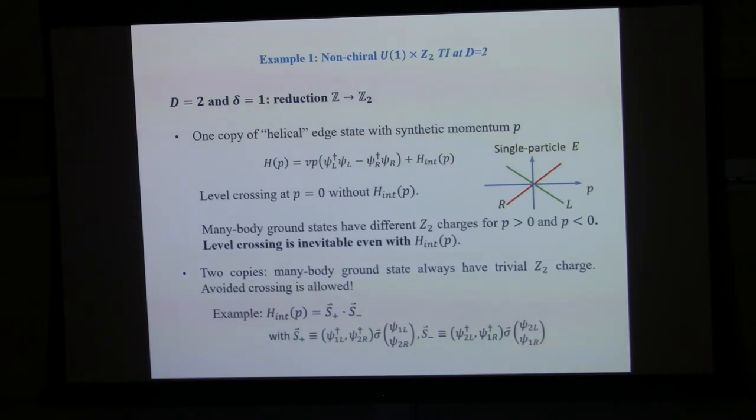Because the quantum number has to change. The ground state quantum number has to change. So when I tune P, there has to be a phase transition. So it means that under interaction and the synthetic dimension, this will still be a non-trivial topological insulator.